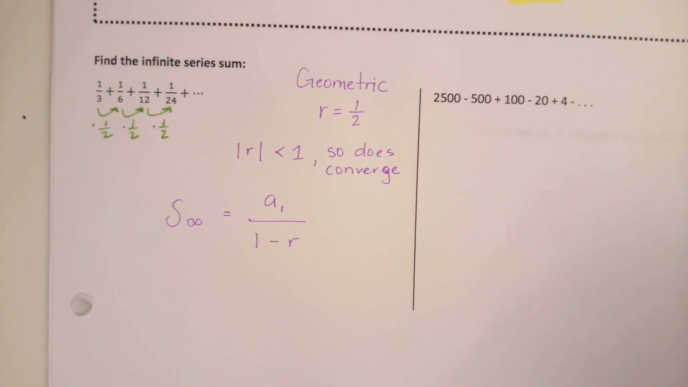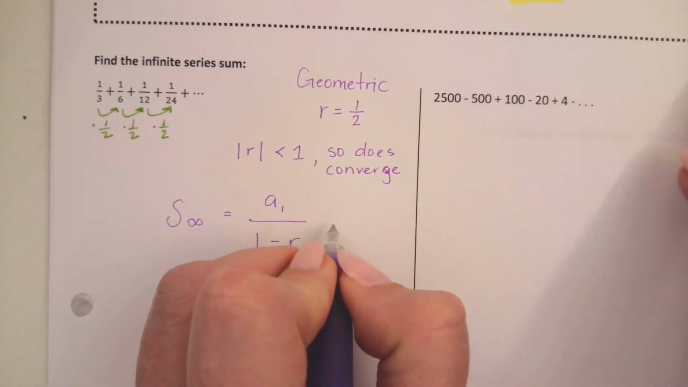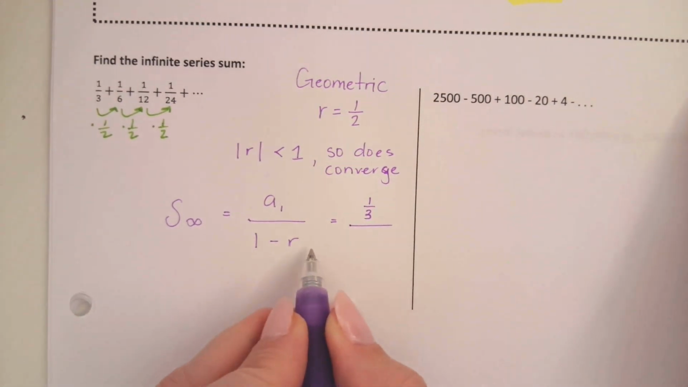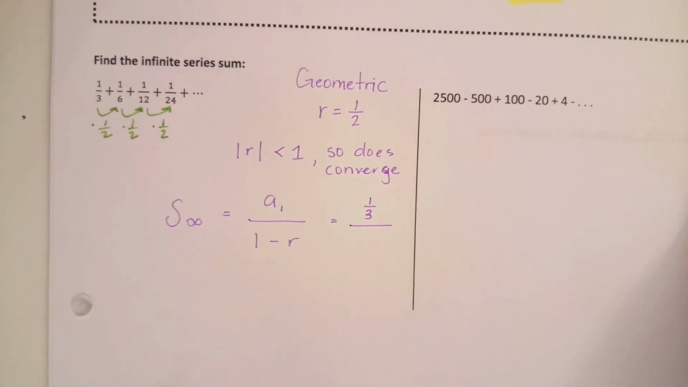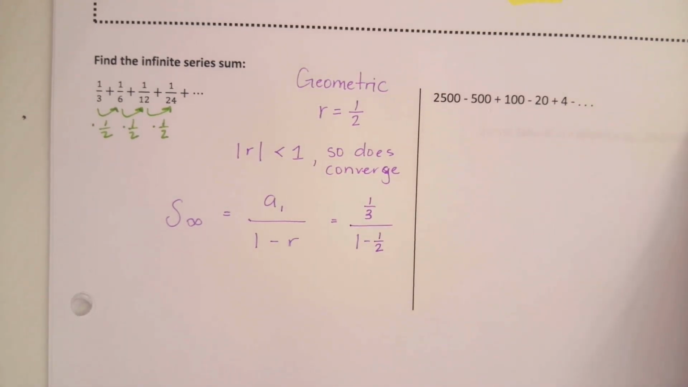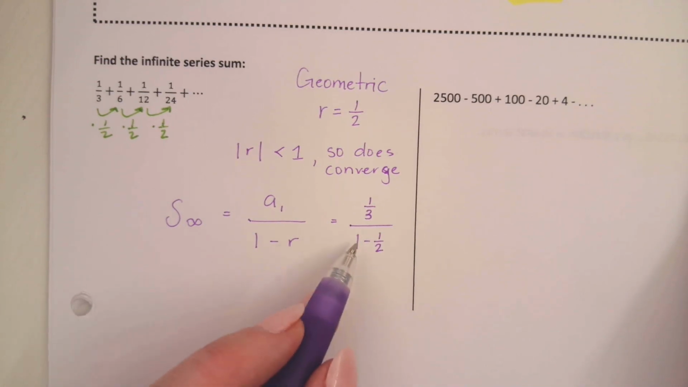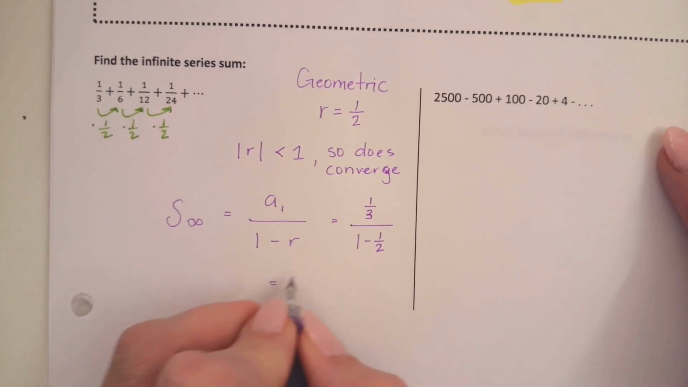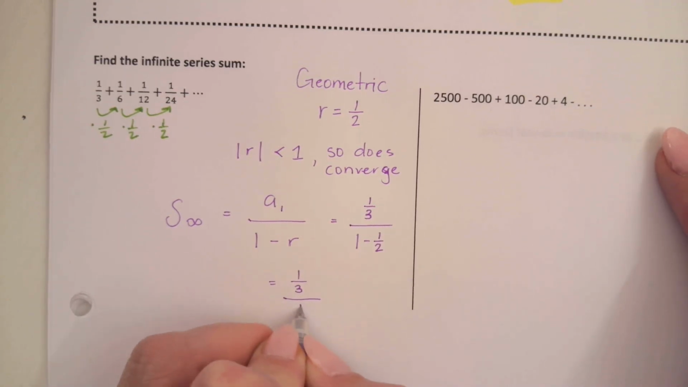What is our starting term? 1/3. Very good. I'll plug that in up here. Divided by 1 minus, what was our common ratio? 1 minus 1/2. Some of these are so easy to calculate, you might not even need a calculator. Promise you. On the bottom, if we simplified, what's 1 minus 1/2? 1/2. So that would be 1/3 divided by 1/2.